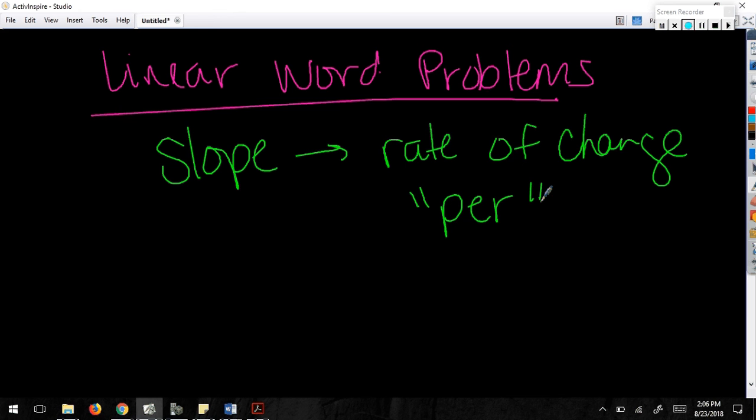And then we're going to put most of these in slope-intercept form. Your y-intercept is what happens when something is 0, or when you pay a certain amount of money, no matter how much of a service that you use.